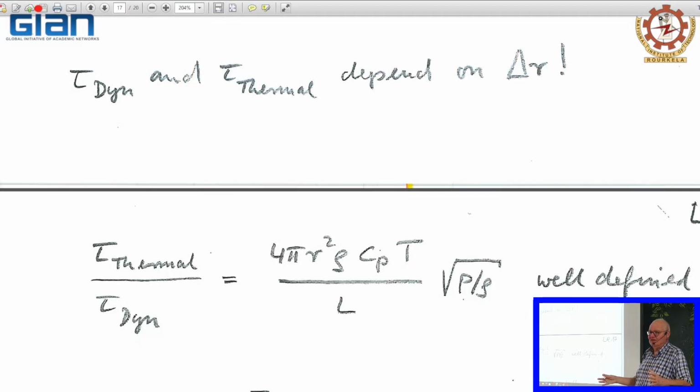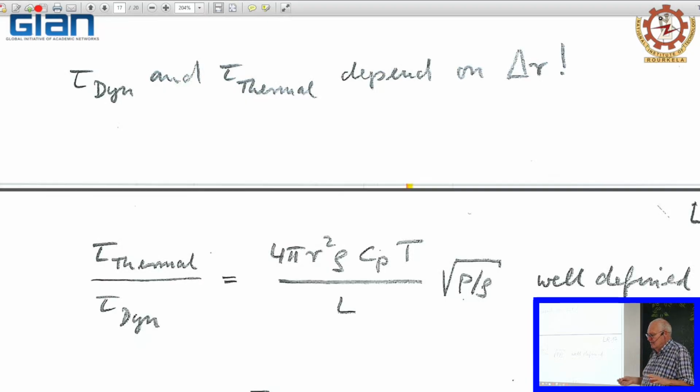Whereas for the entire star, of course, we know how big the star is. There is a unique length scale which we should associate with it. This is the radius of the star. In the global sense, you can define both timescales separately. They are well-defined quantities because the radius of the star is, of course, well-defined.